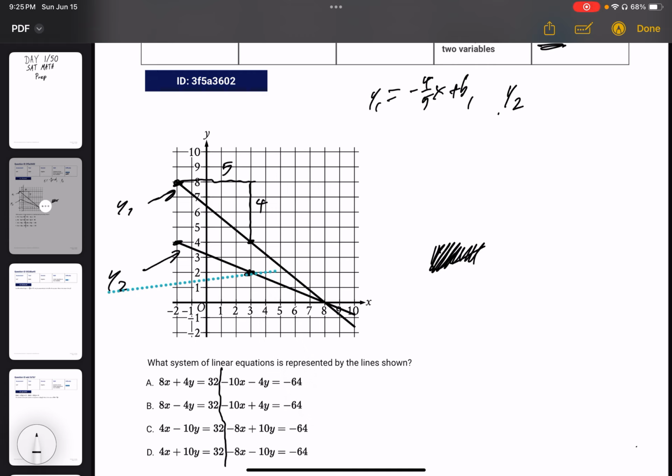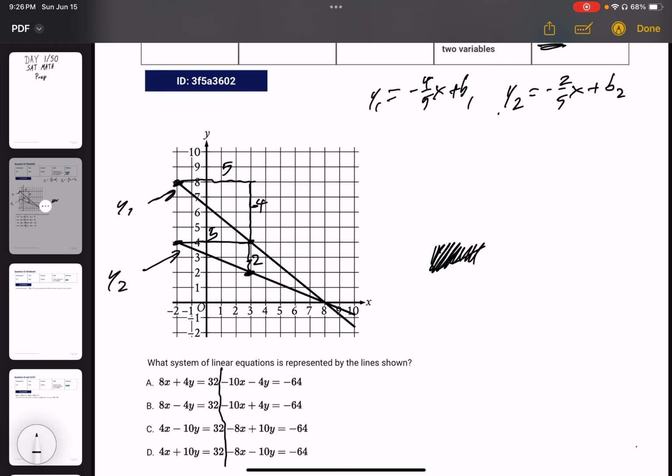and then y2, you can look at this point here and this point here. You always want to pick points which are kind of dead on a number. So here and here, we're going down 2 and across 5. We'll make these negative so it's easier to distinguish. So that will be negative 2 over 5x plus b2. And then the problem here is we don't know what b1 and b2 are.